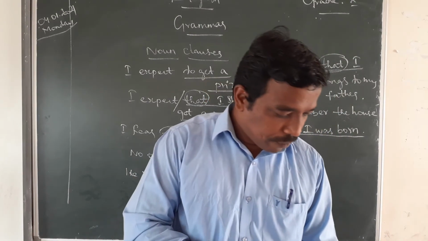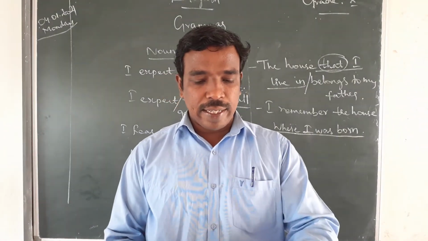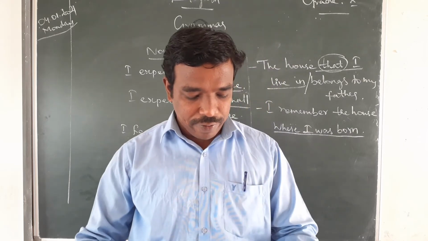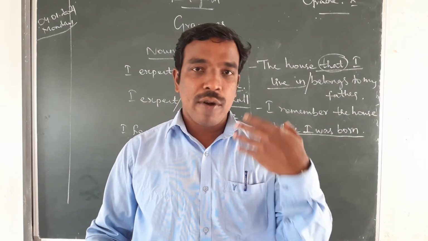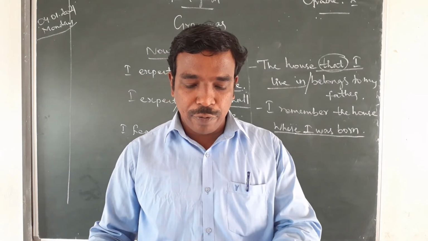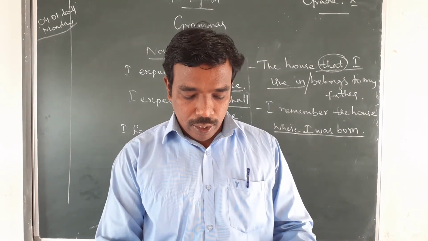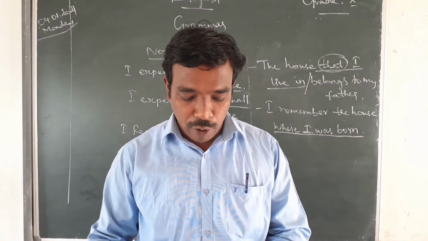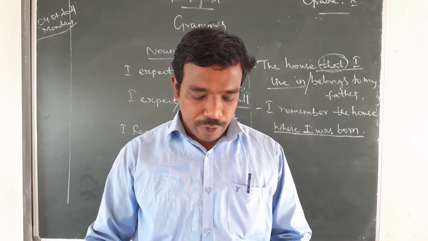We will see. Okay, how to identify it? Phrase means what? Clause means what? A group of words which consists of a finite verb. They have given three kinds of phrases, as I already said in the last class: adjective phrase, adverb phrase, then the next one is noun phrase. Here, identify the phrases in the following sentences and classify them as adjective, adverb, or noun phrases.